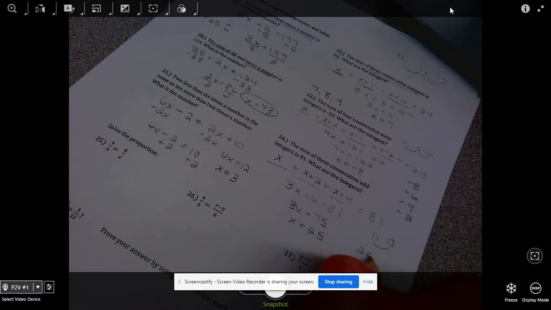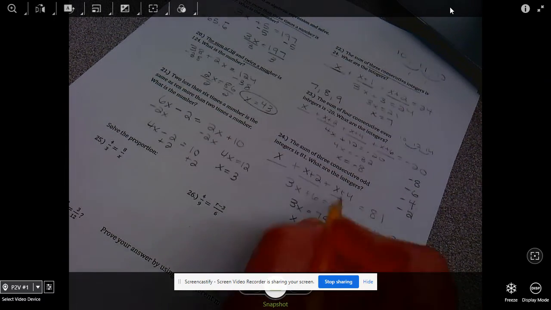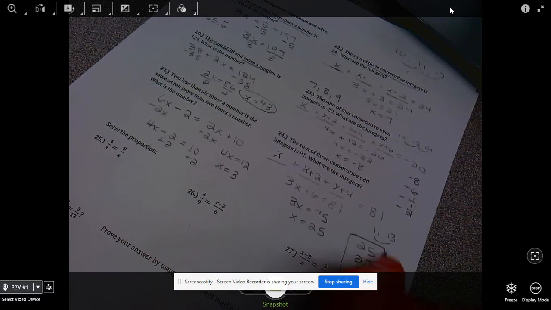X is 25. 25 plus 2 is 27. 25 plus 4 is 29. So these three numbers add up to 81, and they're odd and consecutive.